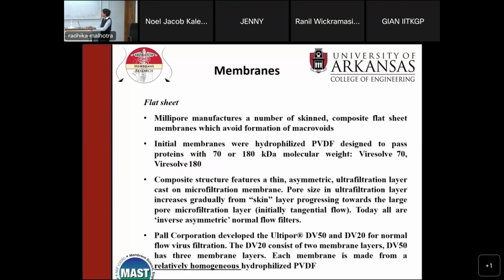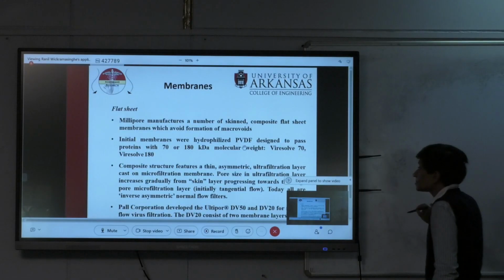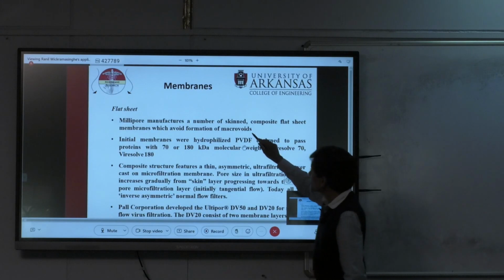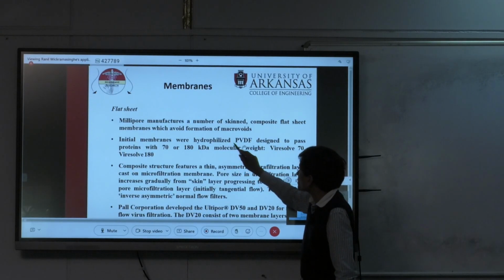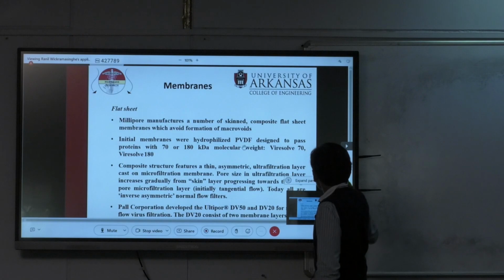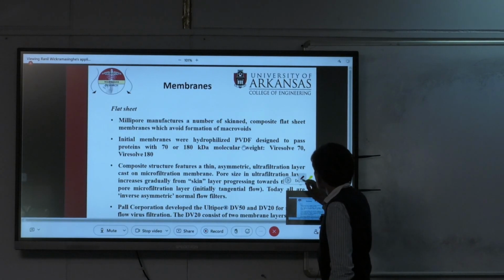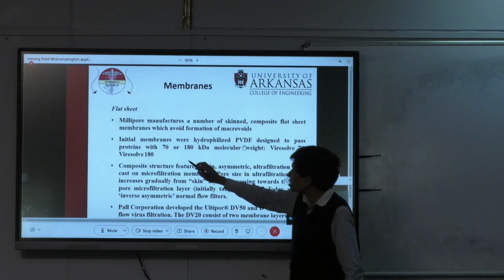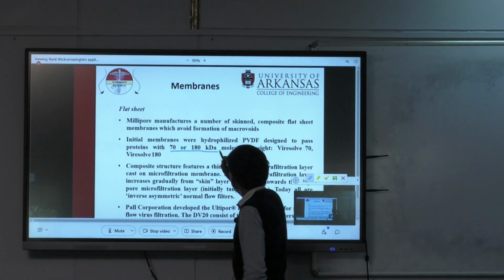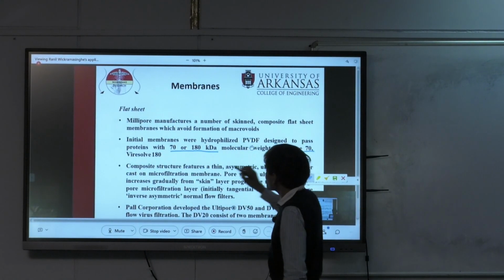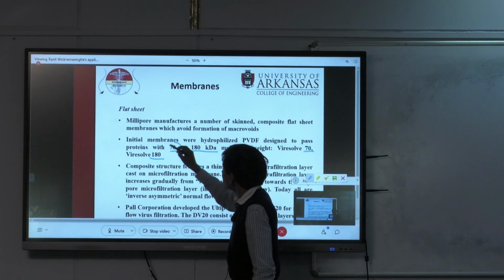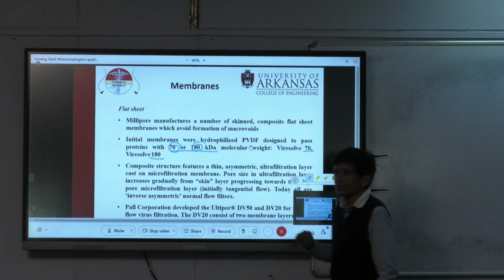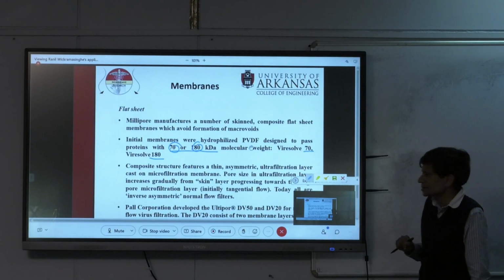Okay. Types of membranes. So Millipore manufactures a number of skinned composite flat sheet membranes which avoid the formation of macrovoids. Initially, membranes were hydrophilized PVDF. So hydrophilized just means they're made hydrophilic with a surface coating, designed to pass proteins 70 to 180 kilodalton molecular weight. So you had Viresolve 70 and Viresolve 180, designed for 70 and 180 kilodalton proteins to go through. But those are some of the older membranes, okay?